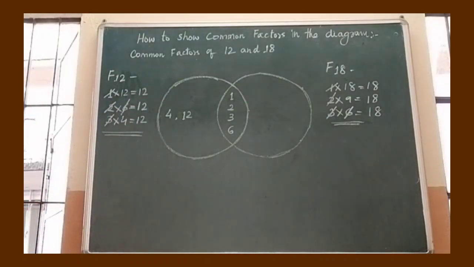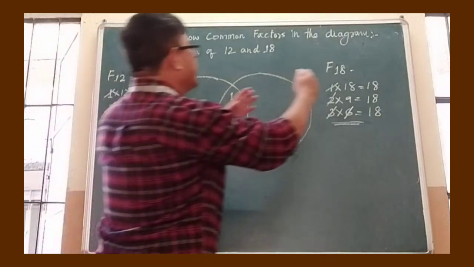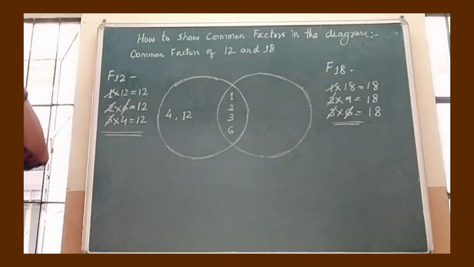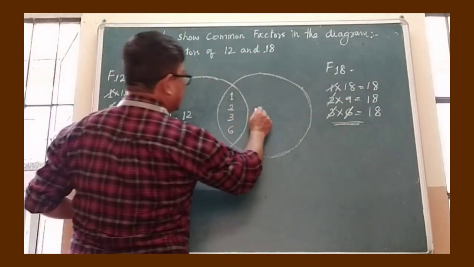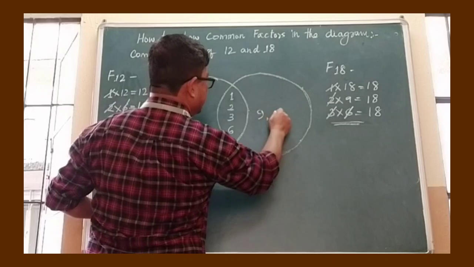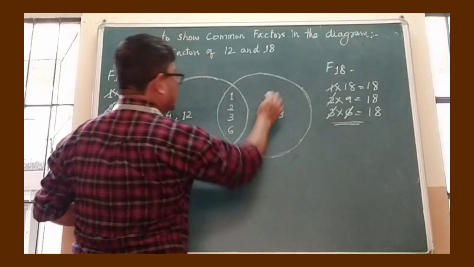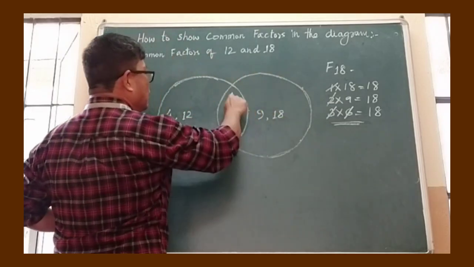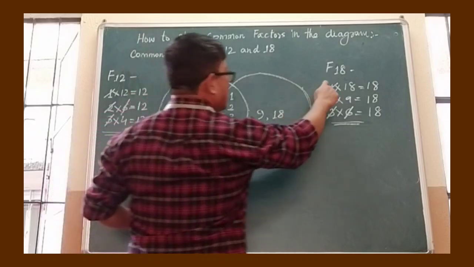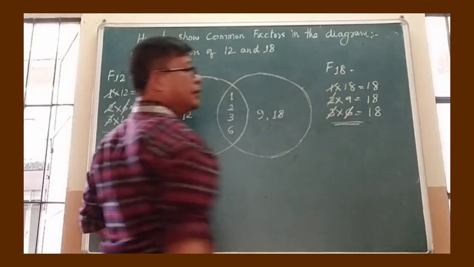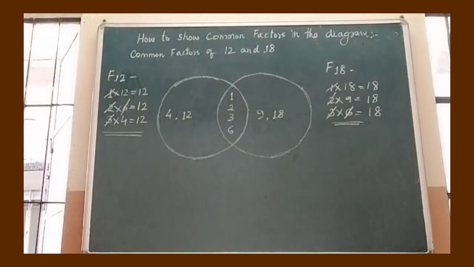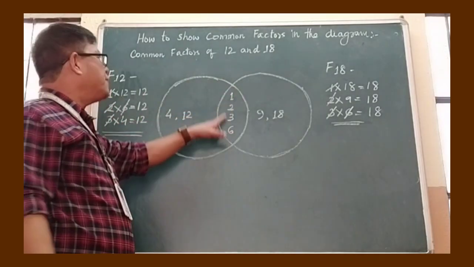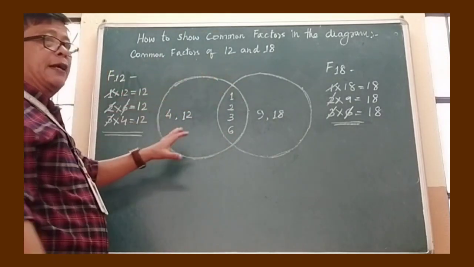Now, what are the numbers left this side? 9 and 18. So this circle belongs to 18: 1, 2, 3, 6, 9, 18. So all the numbers we have put in the diagram. This is how you show the common factors in the diagram.